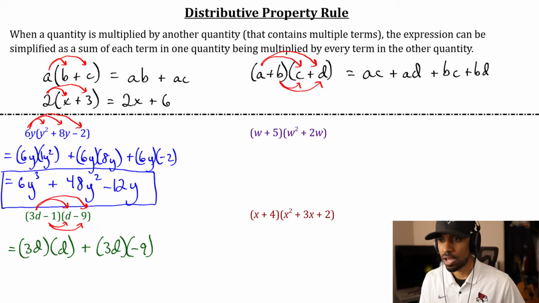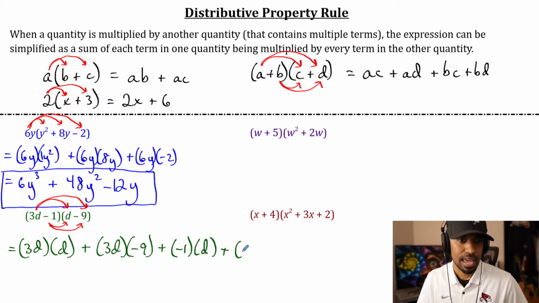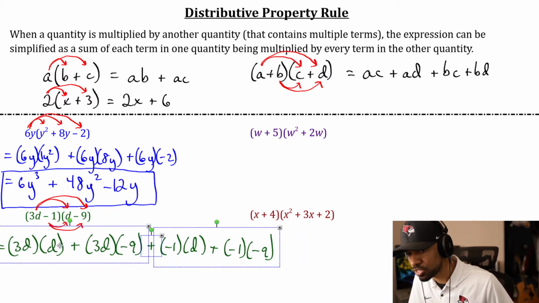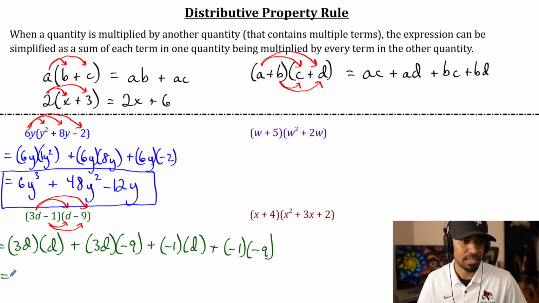So in this particular instance, I'm going to add in between, because I said as a sum of each term. So I'm going to add negative 1 with d, and I'm going to add negative 1 with negative 9. Don't worry, I'll shrink this or erase this later when I get to that next problem. Just move this over just a hair. All right, so in doing that, let's go ahead and multiply these things out.